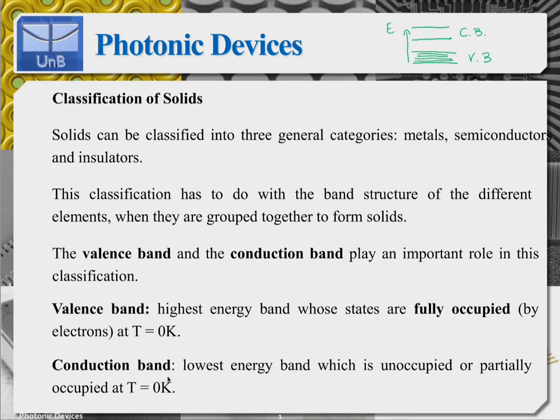The conduction band, on the other hand, is the lowest energy band which is unoccupied or partially occupied at 0 K. Okay, so this would be the conduction band, and in insulators and semiconductors, it would be completely empty of electrons at 0 K. For metals, it could be partially filled. And the conduction band is the band which plays an important role in the conduction of electricity, because it is electrons situated in the conduction band which can move freely inside the solid, or move when subjected to an electric field, and thus be used to conduct electricity.